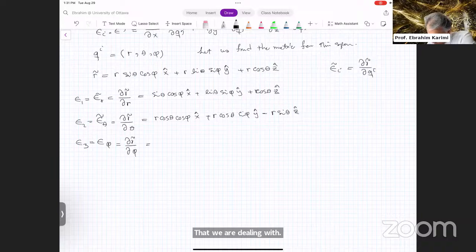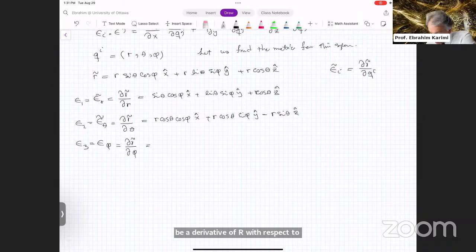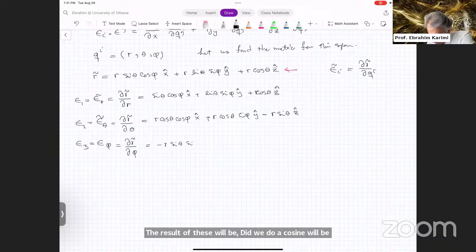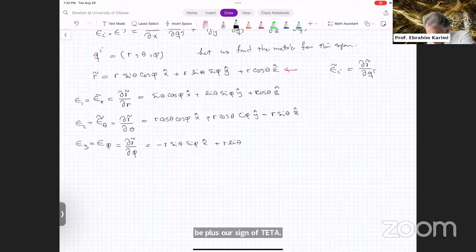And the result of this will be the derivative of R with respect to phi. The derivative of cosine will be minus sine, so minus R sine of theta sine of phi x hat. The derivative of sine will be cosine, so plus R sine of theta cosine of phi y hat. And the derivative of the last term with respect to phi will be equal to zero. Do you agree on that, guys?